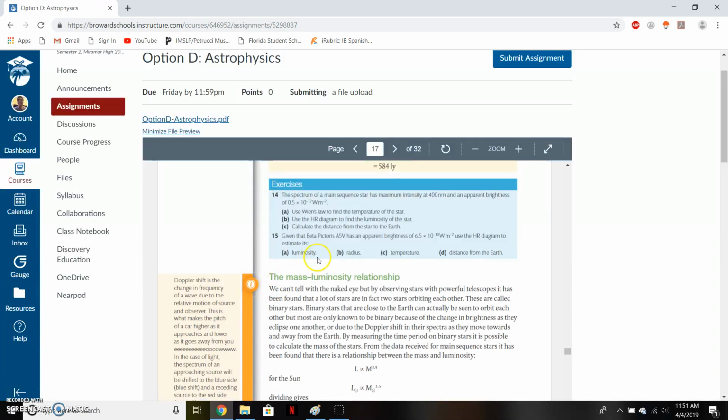So for question 15, I didn't really understand it because they give us the class and the apparent brightness. So I suppose we're able to find these, but it's not really told in this section. Except for luminosity, temperature, and distance from the Earth, I didn't know how to find radius. So I just had to do some research, and I found out that its radius was 2 times the radius of the sun.